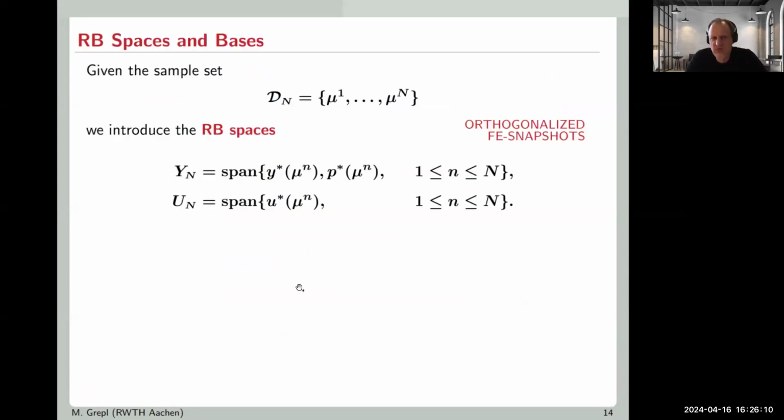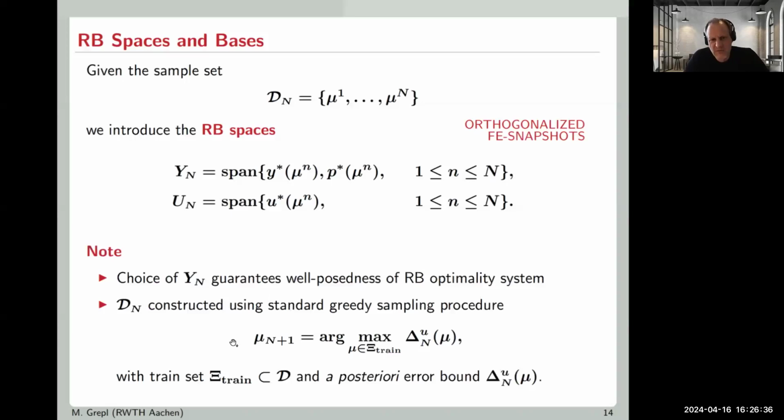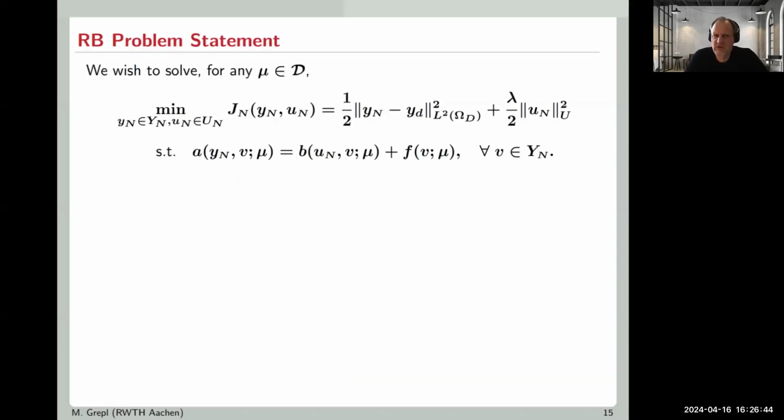And what we do is we introduce our model order reduction. So given our sample set of parameters mu, we introduced RB spaces, Yn containing solutions of the state and the adjoint at mu n. And depending on if we have a distributed control or scalar control, also reduced basis space for the control. We construct those spaces using the greedy sampling procedure, which is also quite well known, I think, by now.